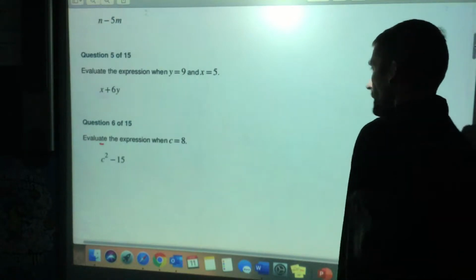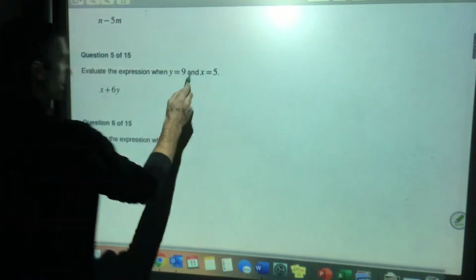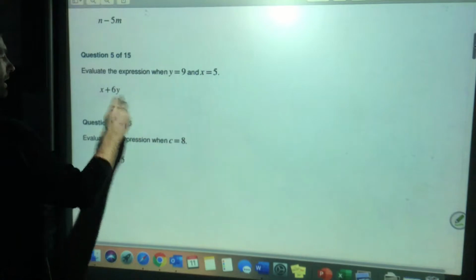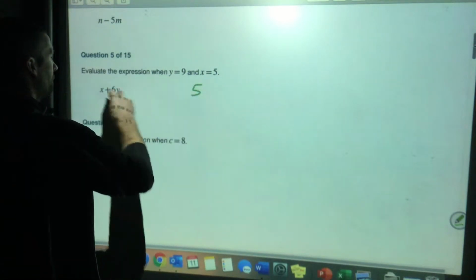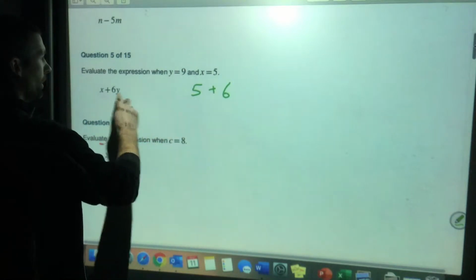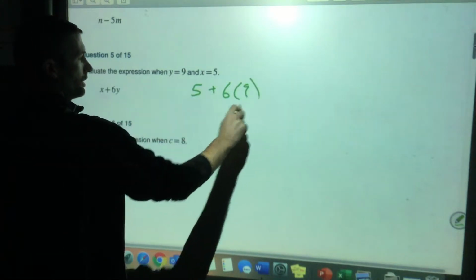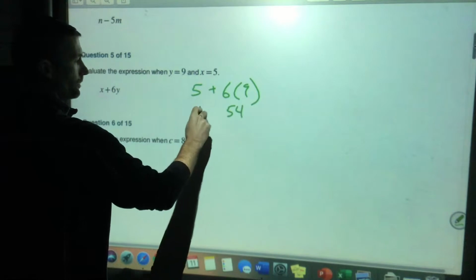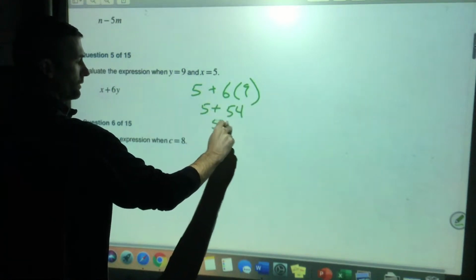Question 5. x plus 6y, x is 5, y is 9. I think we just had this one. 5 plus 54, 59.